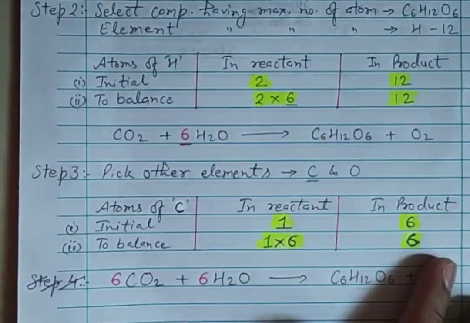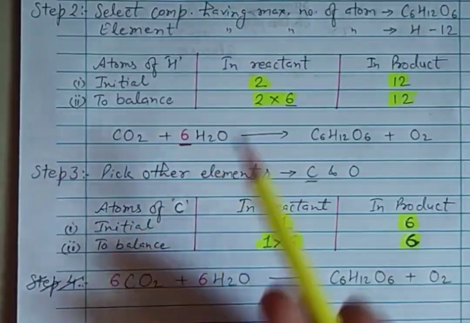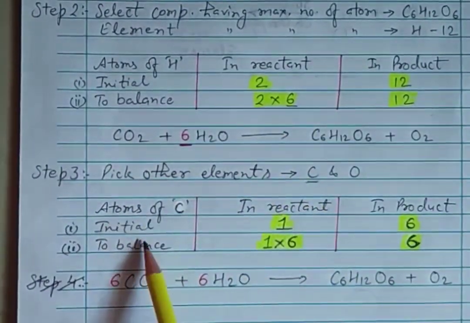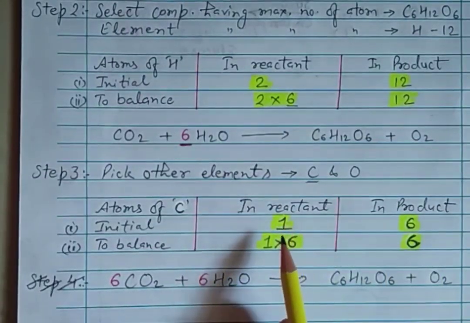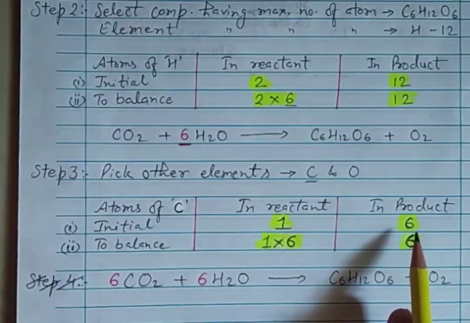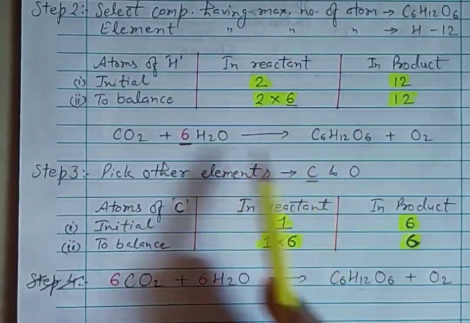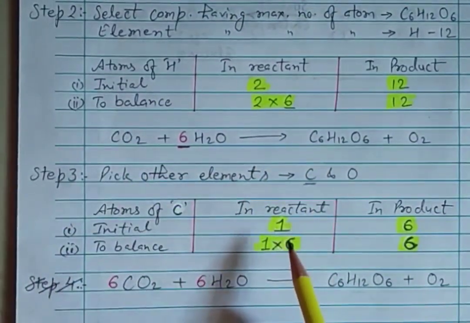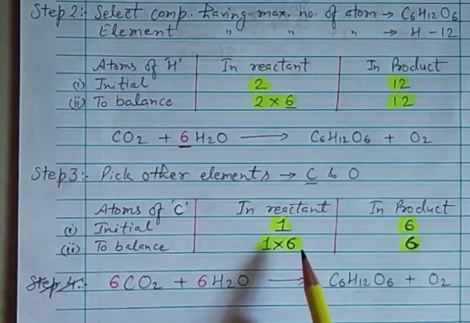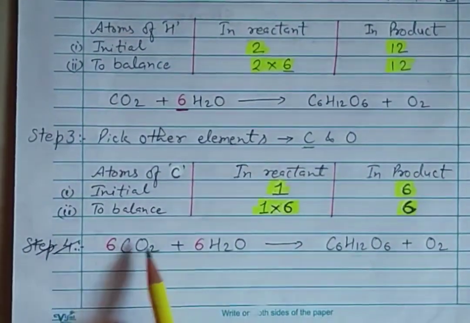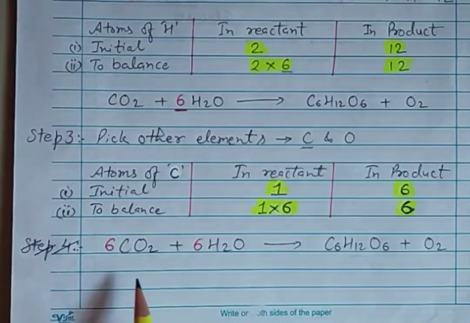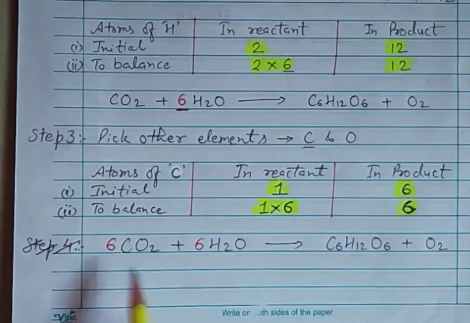For balancing carbon we again make a table, similar to the hydrogen one, with the number of atoms initially in reactant and in products. We know that in the reactant it was 1 and in the product it was 6. So how can we make 1 equal to 6? By multiplying 1 by 6. So here we put 6 with the carbon on the left hand side. Now we see the carbon is 6 and 6.